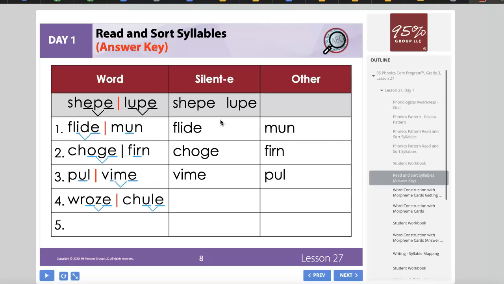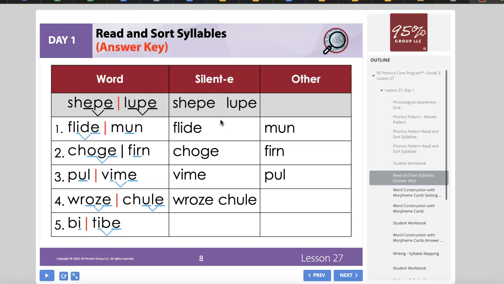All right, let's look at the fourth word. The fourth word is rosechul. Everyone say rosechul. Clap it. All right, let's sound out that first syllable. R-ose. Rose. Where does that need to go? Silent E. Great job. What about chul? Ch-ul. That is also other. Great job.